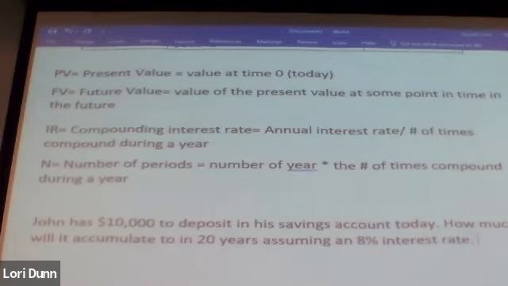Now, some people say, well, I'll just create a little Excel spreadsheet and put some formulas in. And why? Why do that? They're shortcuts. So let's take a look at the shortcuts.